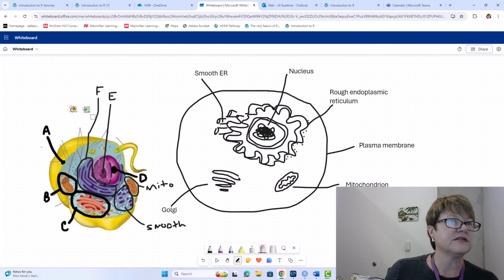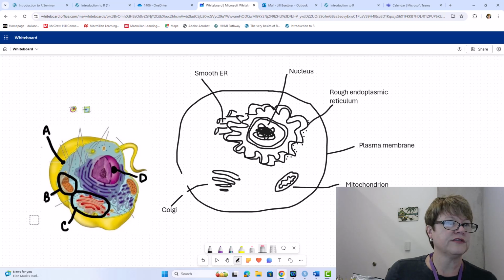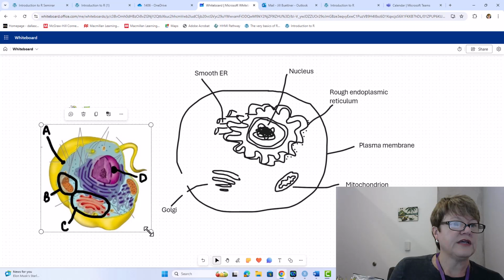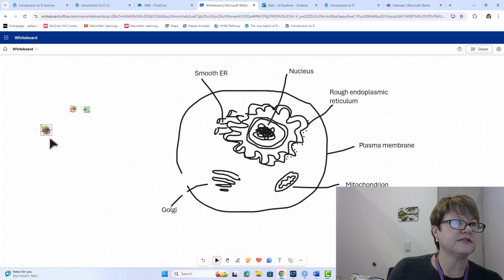All right, let's practice another one. Let me get rid of all this, and I will shrink this one back down. I have another one prepared. Let's look at another one. Let's see if you can do this one. This is also an animal cell.